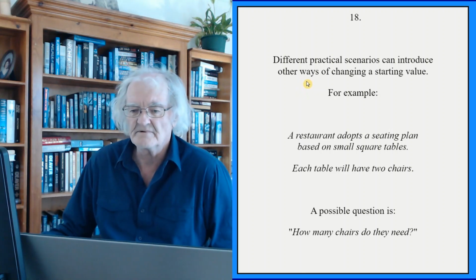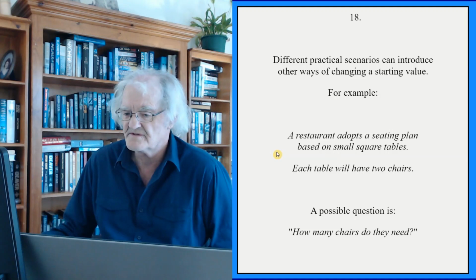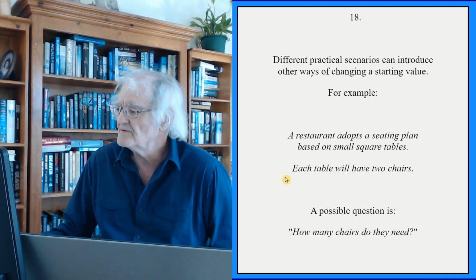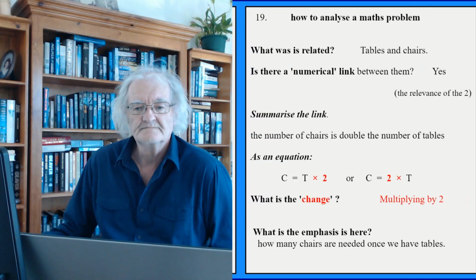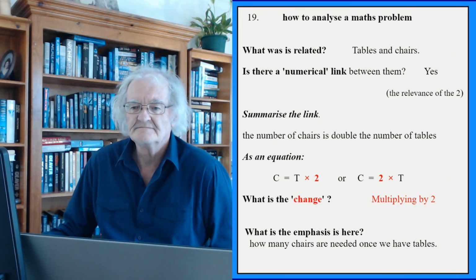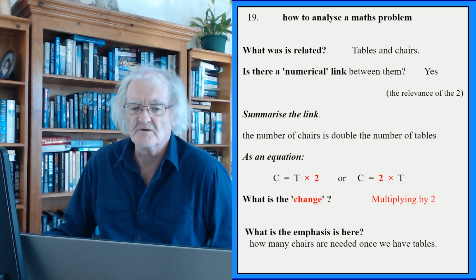For example, a restaurant adopts a seating plan based on small square tables. Each table will have 2 chairs. A possible question is, how many chairs do they need? Now, we'll analyse that as a maths problem.